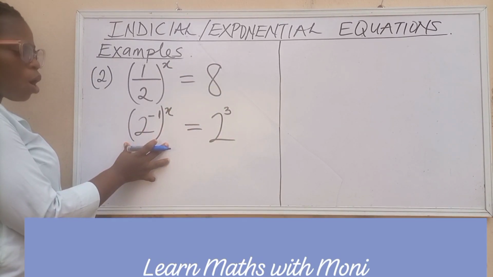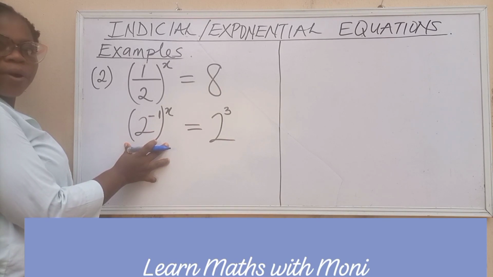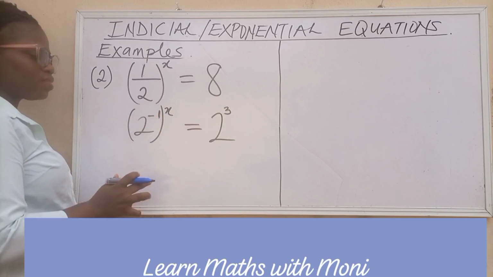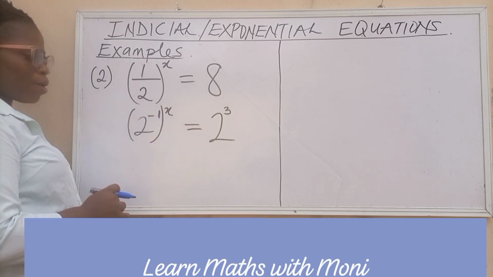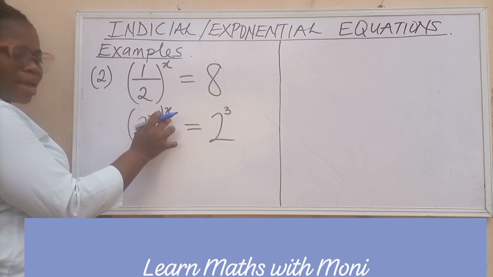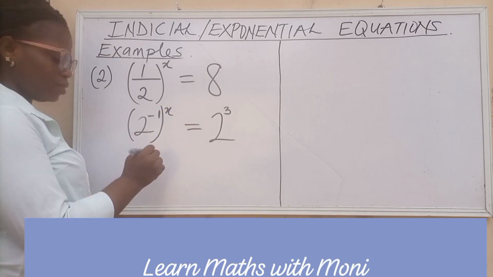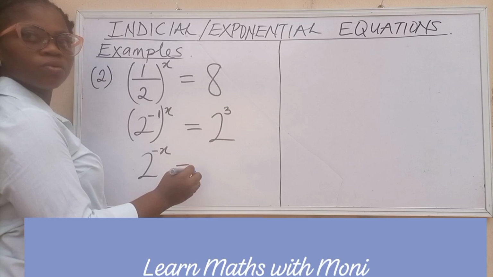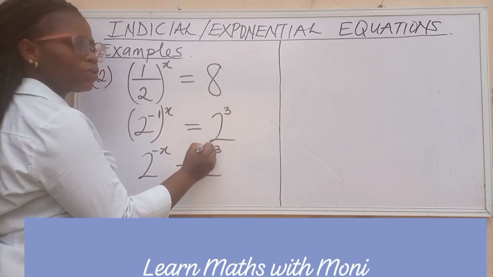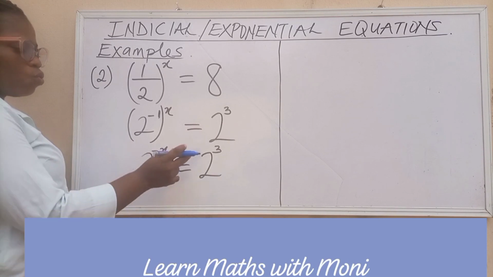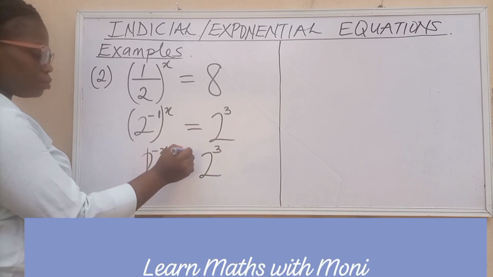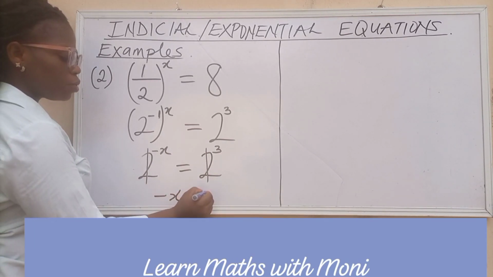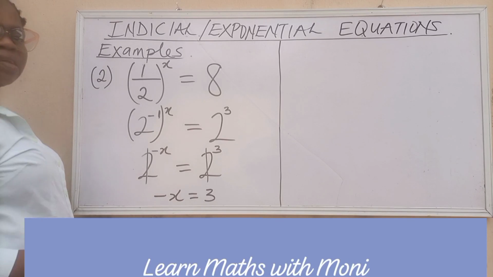Do you remember the rule of power? When a power is raised to another power, the rule says that we should just multiply the powers. So, minus 1 times x will give me minus x. So, I have 2 raised to power minus x equals 2 raised to power 3. Now that the bases are equal, we can equate the powers such that I have minus x is equal to 3.